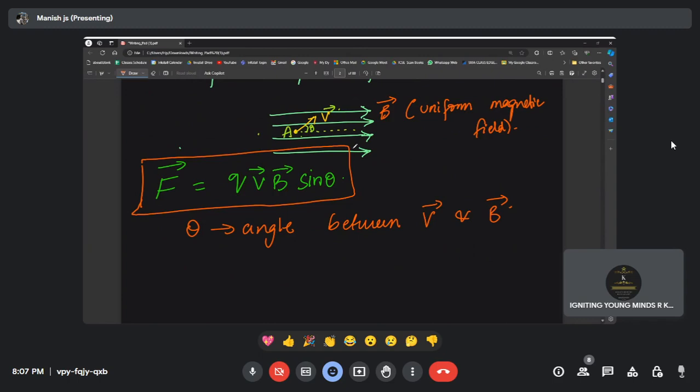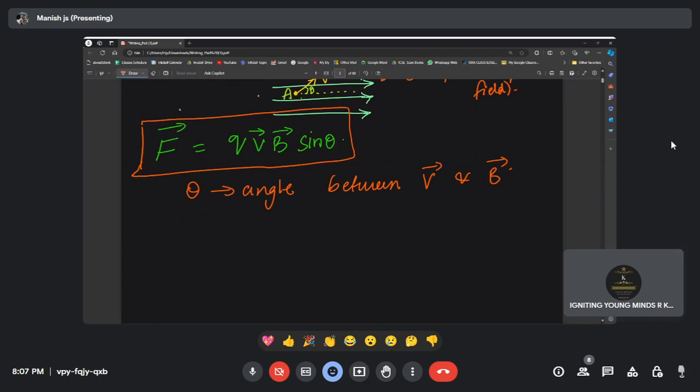Okay, and so when is the force experienced going to be maximum? That is what you will have to know: F max, the conditions for maximum force. So force will be maximum when theta is, which value of theta in sine gives you maximum value? It is 90 degrees. So when theta is 90, that means if a charged particle is projected at an angle of 90 in the uniform magnetic field region, then the force experienced is going to be maximum. So that is the condition.